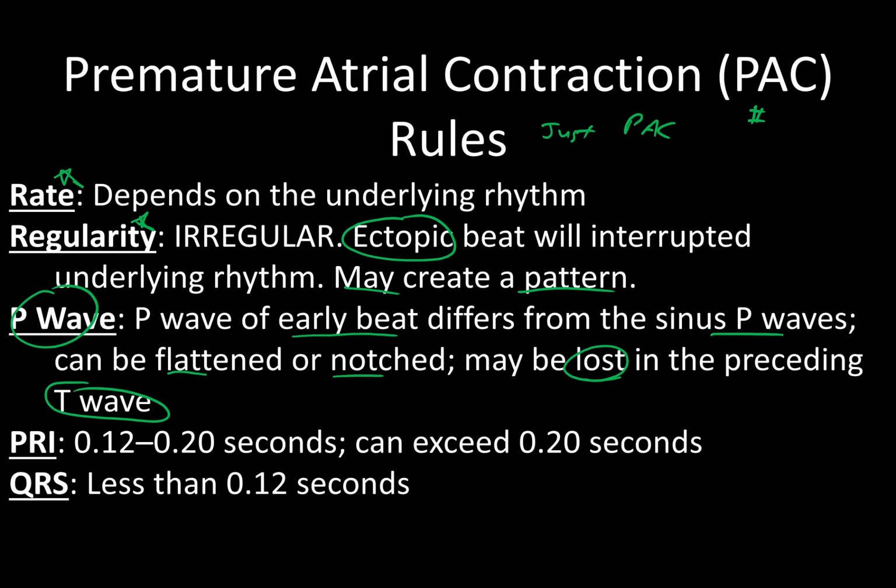As for the PAC itself, it should have a PRI between 12 and 20. It shouldn't really be any longer than that, but it can be. And then last but not least, your QRS should be perfectly normal for a PAC. It really shouldn't look any different than a normal beat that was right before it.